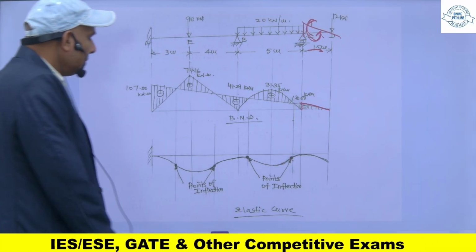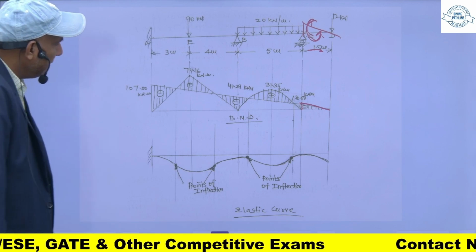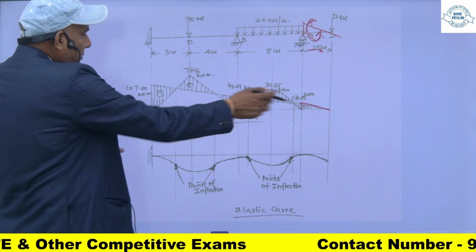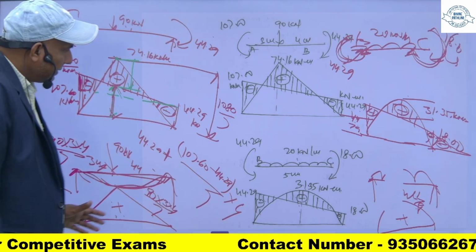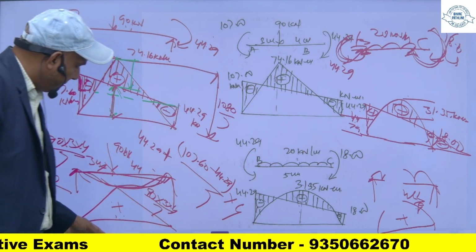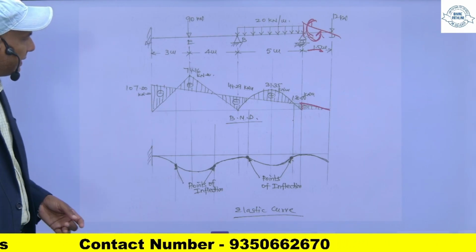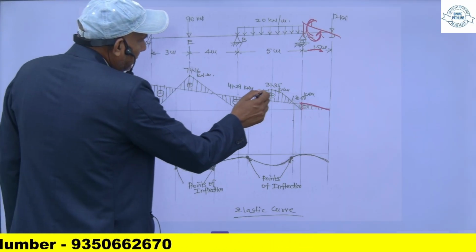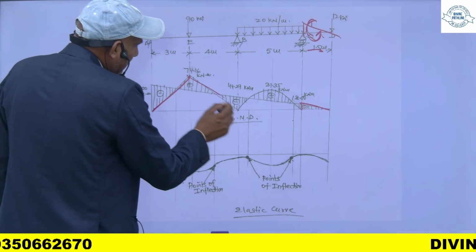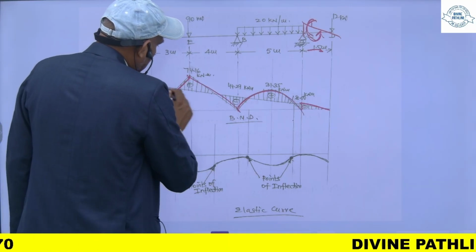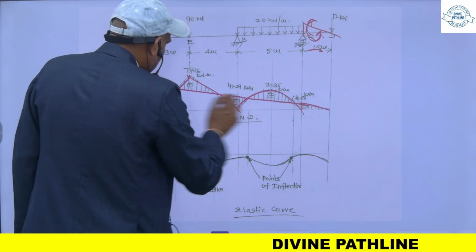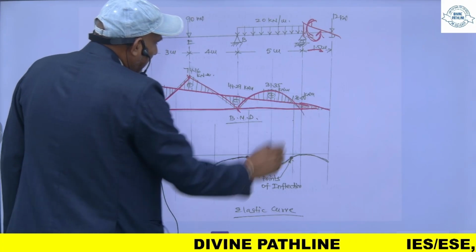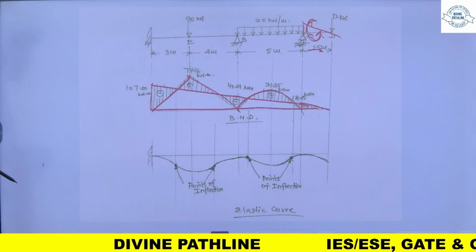So now this is my final bending moment diagram. If you add both the diagrams, you will get this one. So this is the final bending moment diagram. 107, 74, like this. So this is my final bending moment diagram.